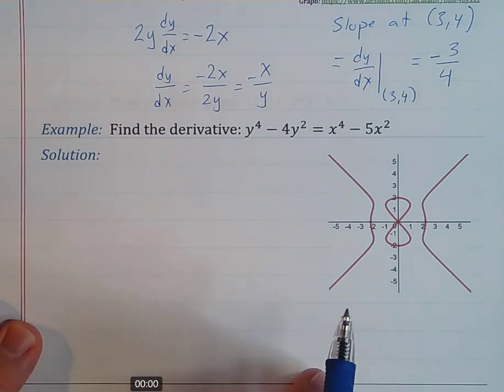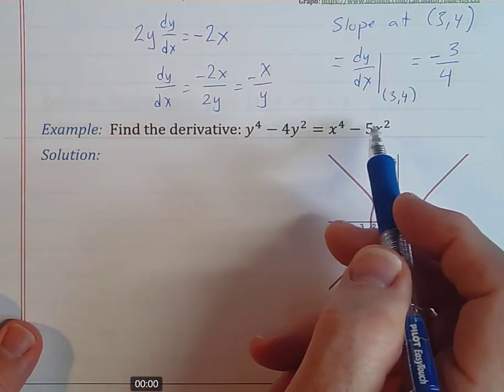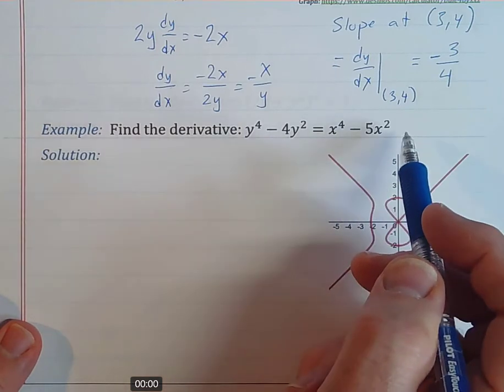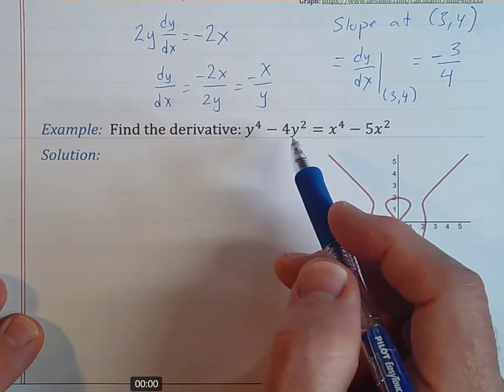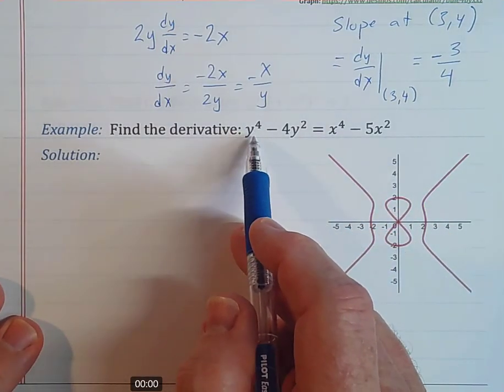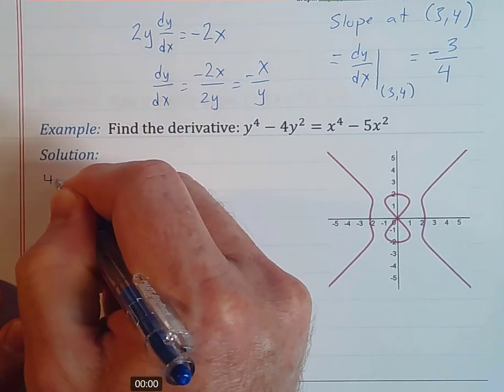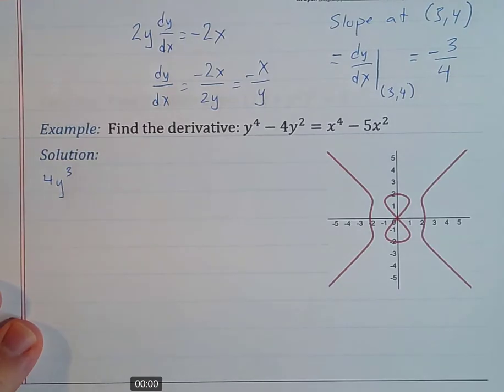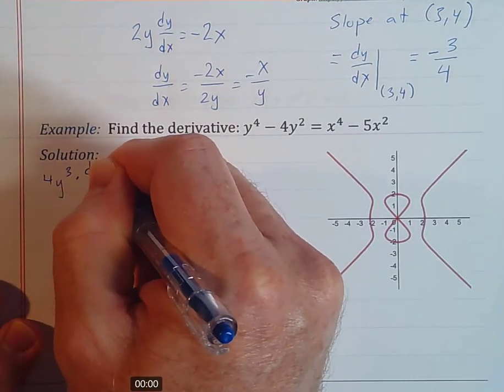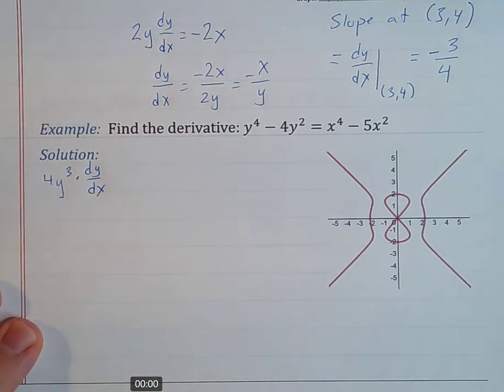All right, so how do we do it? Well, we're going to go through and take the derivative of everything up here with respect to x. I'll start with the first term, y to the 4th. That's going to be 4y cubed. But because that was a y term, I have to remember I'm going to multiply by dy/dx.